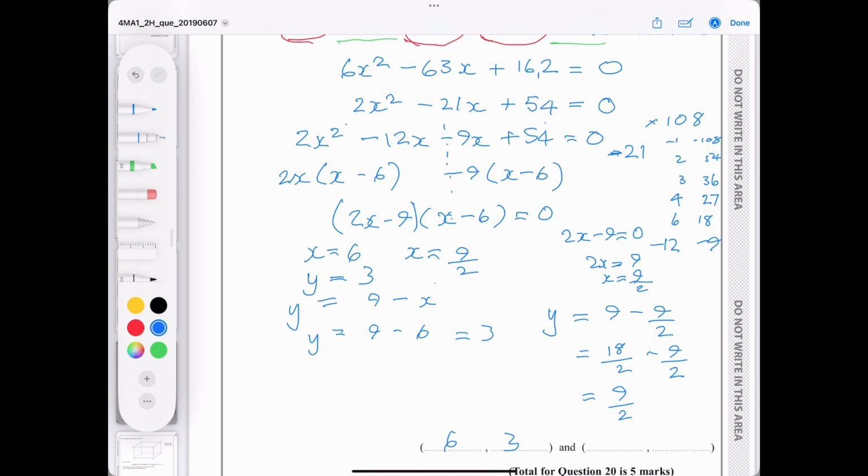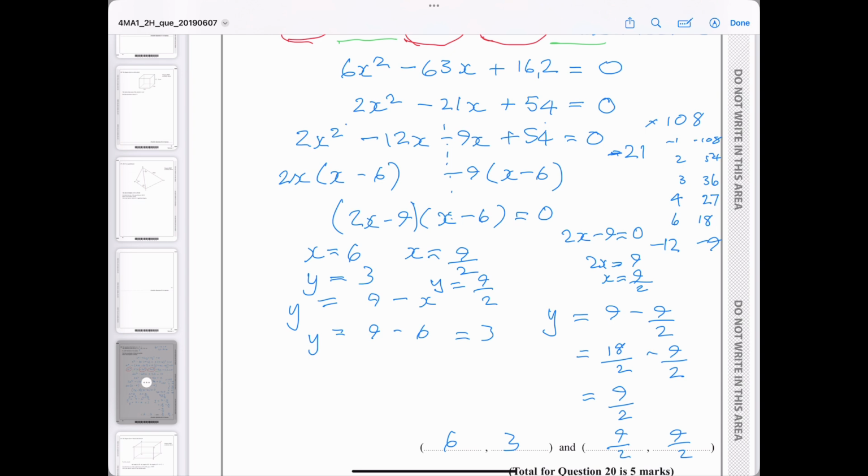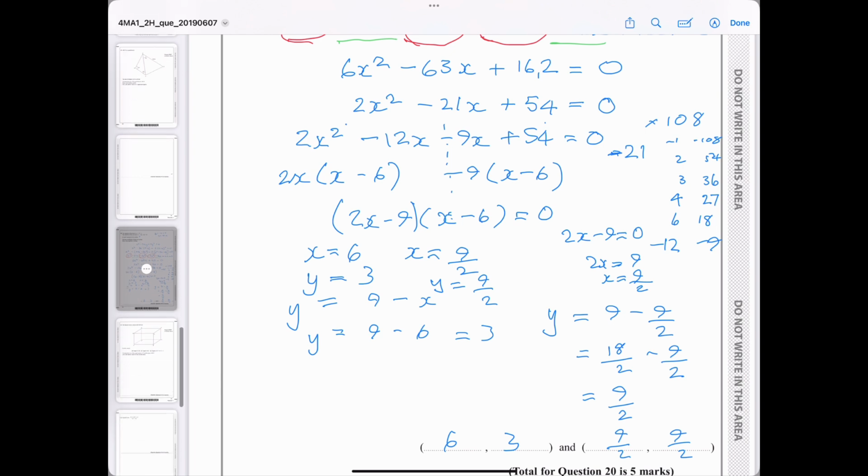Hang on, is that right? y equals 9 over 2. So that's correct. 18 over 2 minus 9 over 2, yeah, that looks nice. So that's 9 over 2 and 9 over 2. There we go. I might have to check that that's correct, but that is how that works.